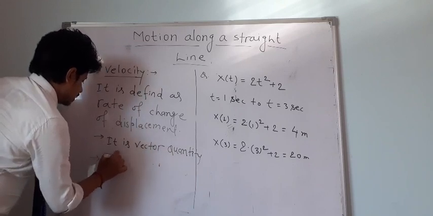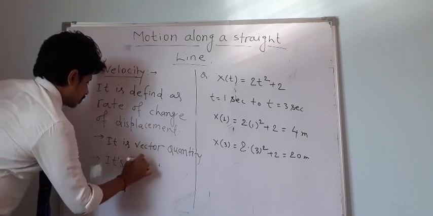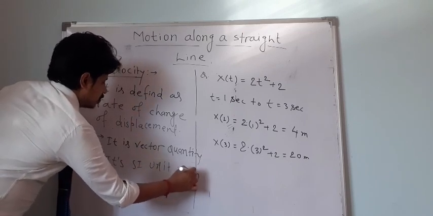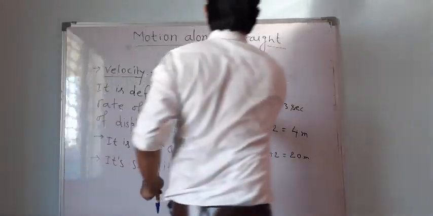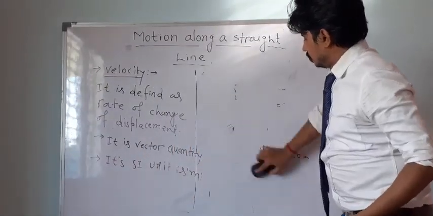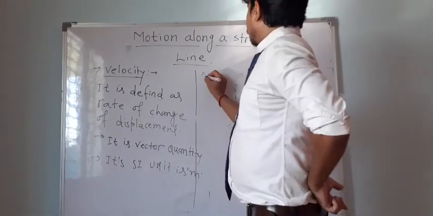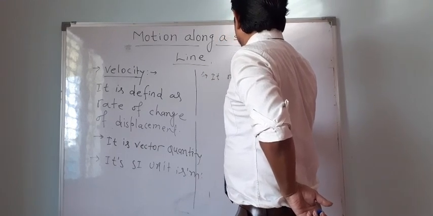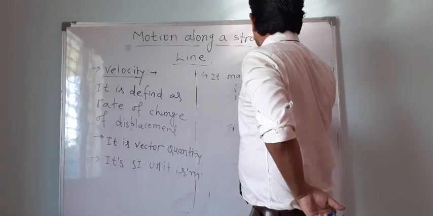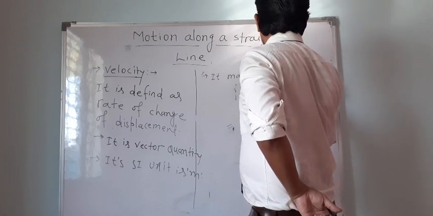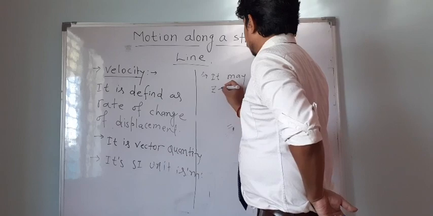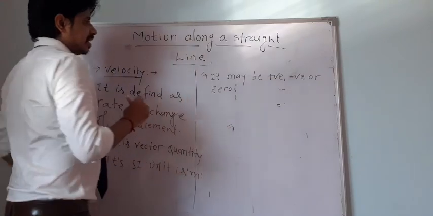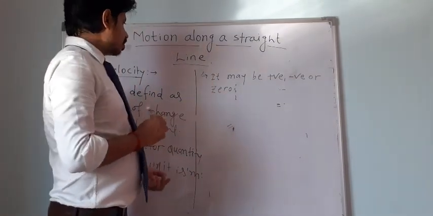Its SI unit is meter per second. Third point, it may be positive, negative, or zero. As it is a vector quantity, it may take any sign, maybe positive, maybe negative, or zero.